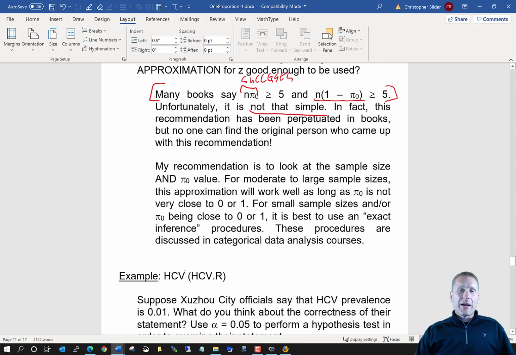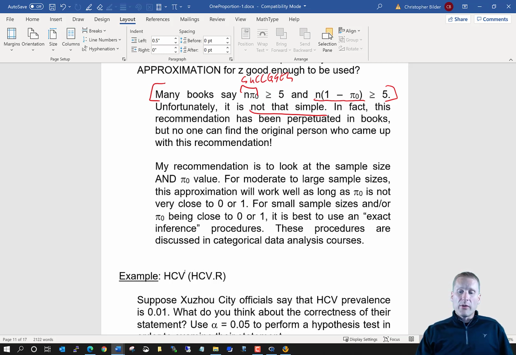Simply look at the sample size, the number of trials, and pi 0. As long as you have a moderate to large sample size, and pi 0 is not too close to 0 or 1, you should be fine. But as you get closer and closer to 0 or to 1, you need a larger and larger sample size in order for this normal approximation to work. So when you have a smaller sample size and you think that pi 0 could be close to 0 or 1, you've got to be careful. This normal approximation might not work.